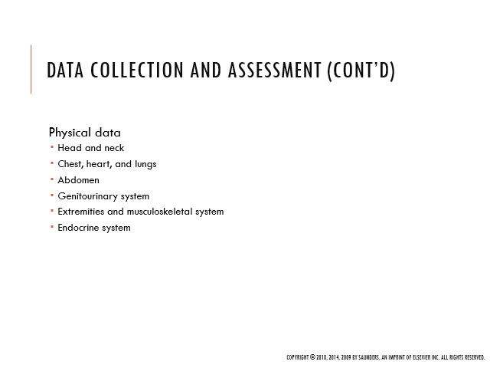What questions do we need to ask about their physical health? We're going to collect information about their physical data, which is going to include their head and neck, their chest, their heart, their lungs, their abdomen, their GI system, and extremities, musculoskeletal system, and their endocrine system. We'll get into that in more detail.